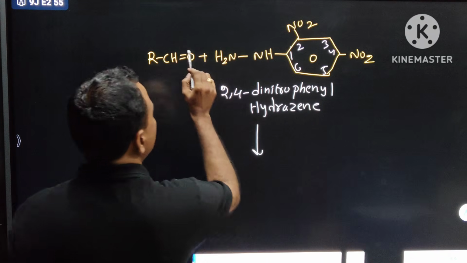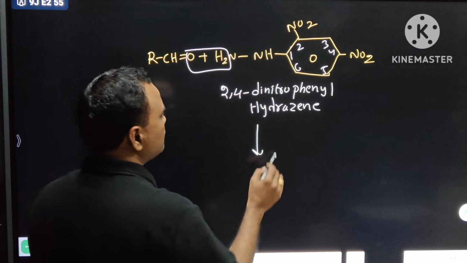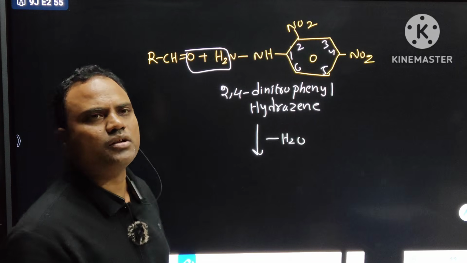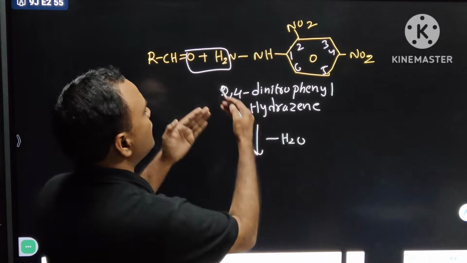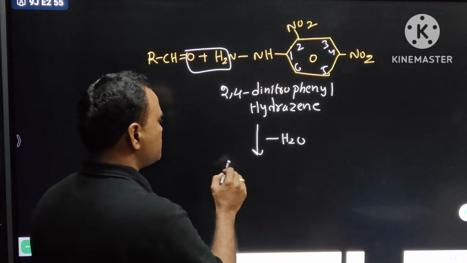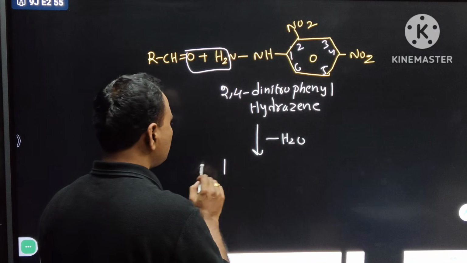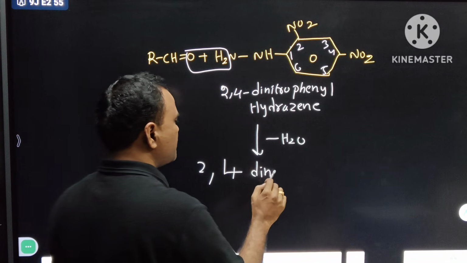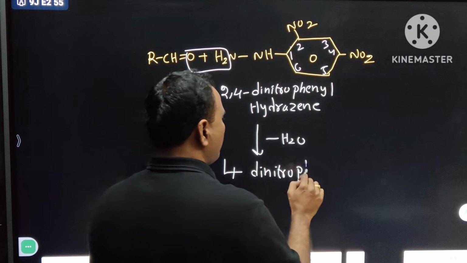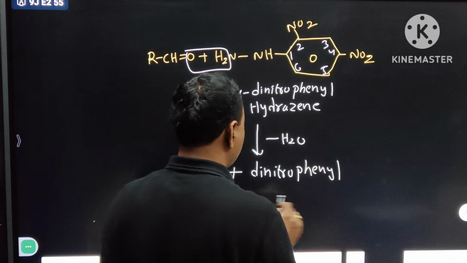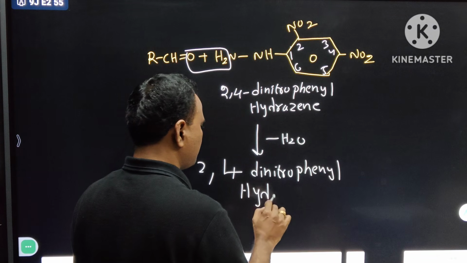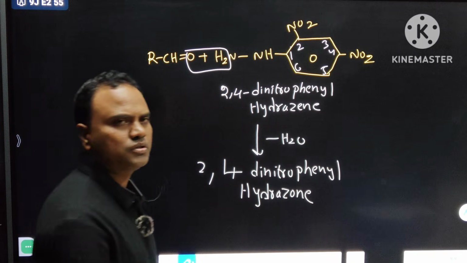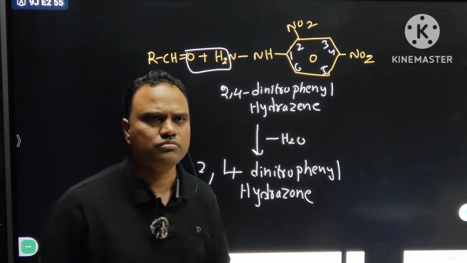What is the product? Remove water molecule, minus H2O. 2,4-dinitrophenyl hydrazone. Attach these two. So I am writing just the name only. 2,4-dinitrophenyl hydrazone. Structure, you know how to draw the structure, right?